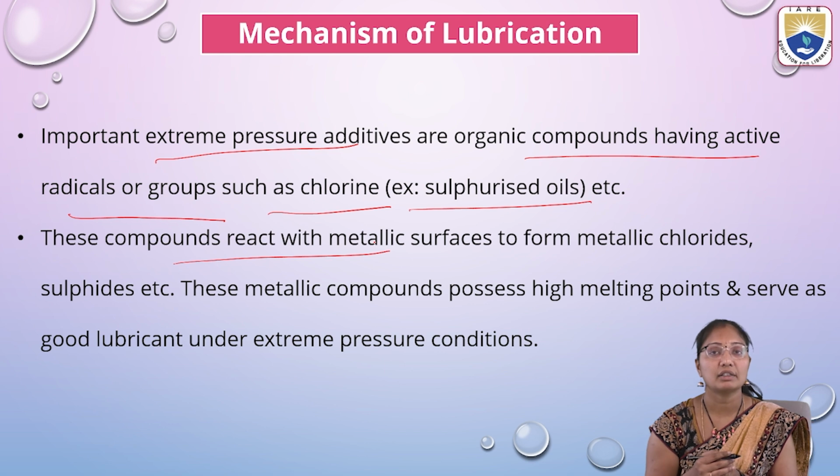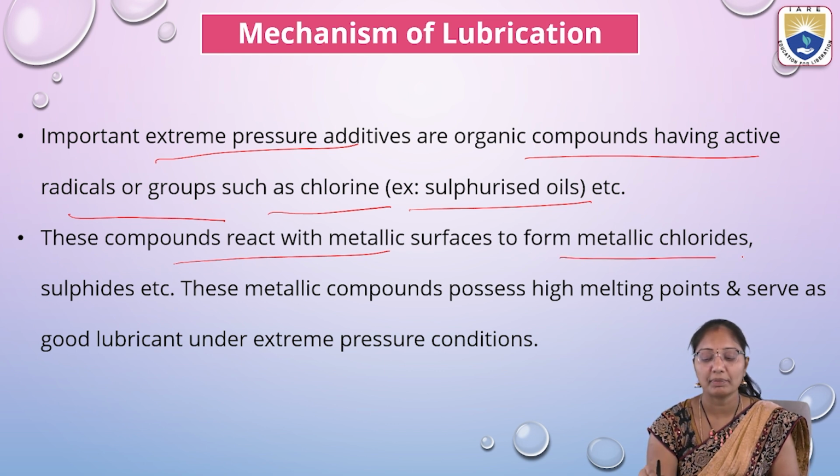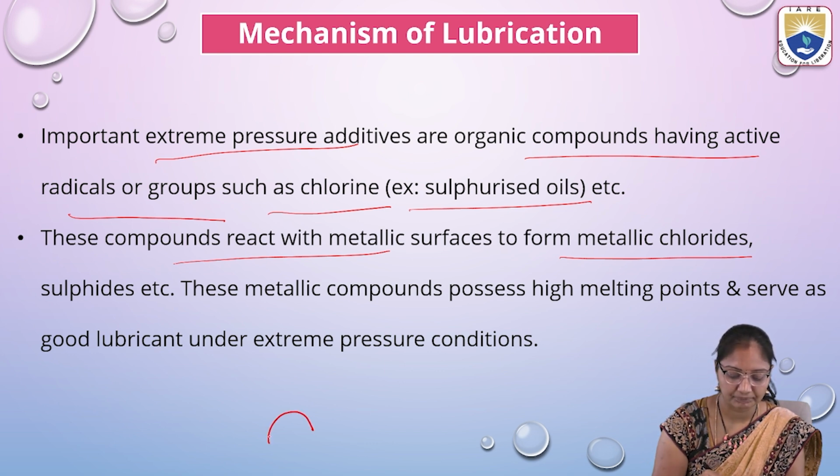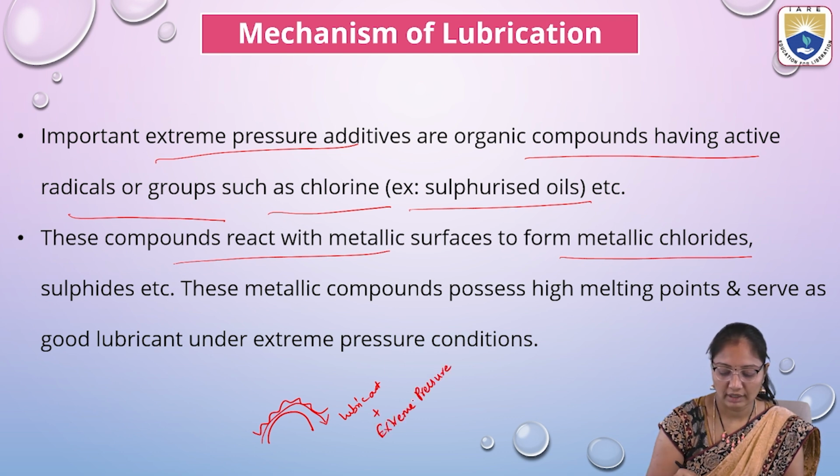These compounds react with metallic surfaces. So we are applying it on a metallic surface or a piece of metal. In machinery there will be two surfaces made of metal. We are adding it on the metal surfaces to form a metallic chloride, as the lubricant has. So this is the metal surface, and we are adding the lubricant with the extreme pressure additive. These are nothing but active groups such as chlorine.